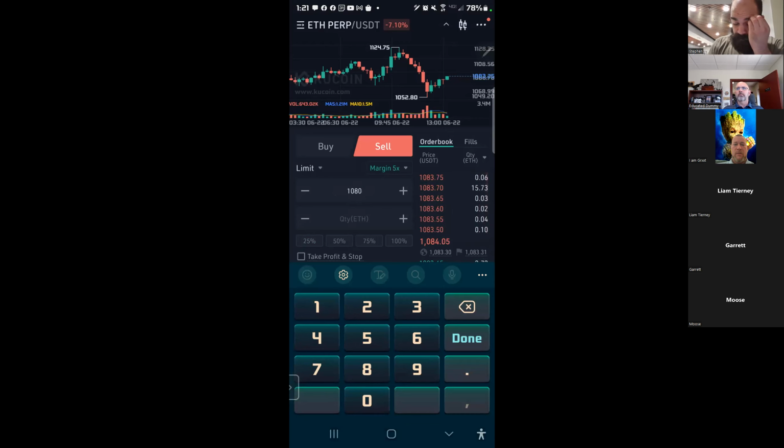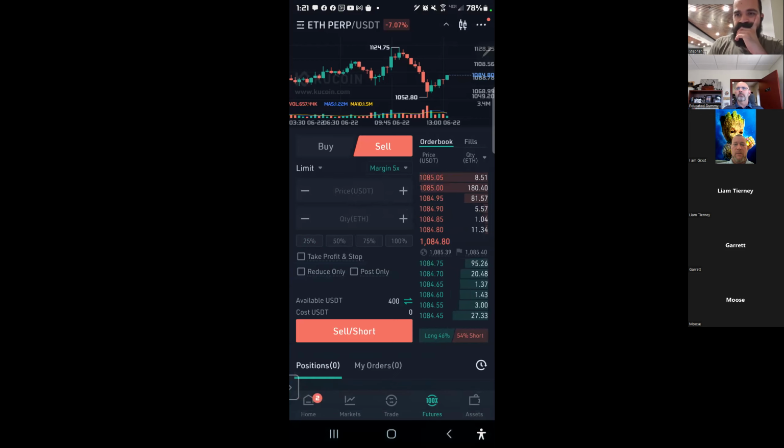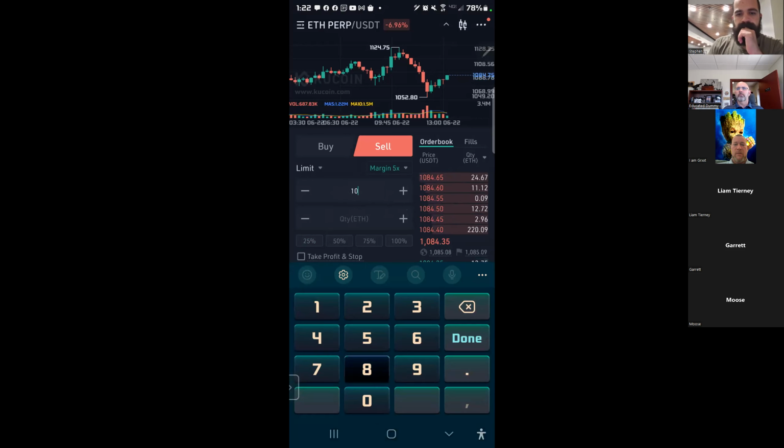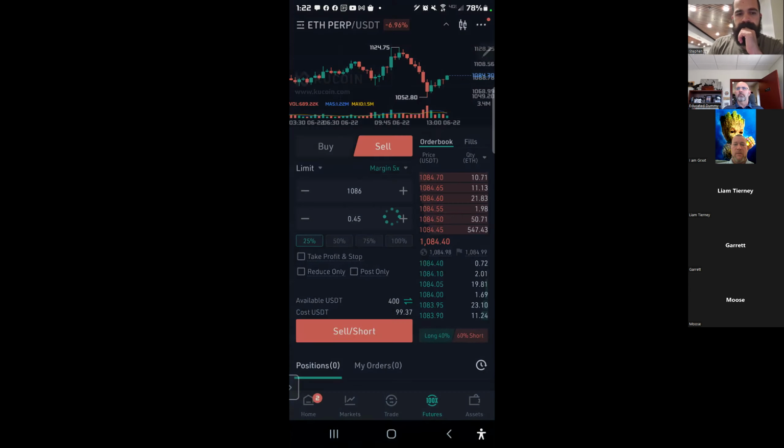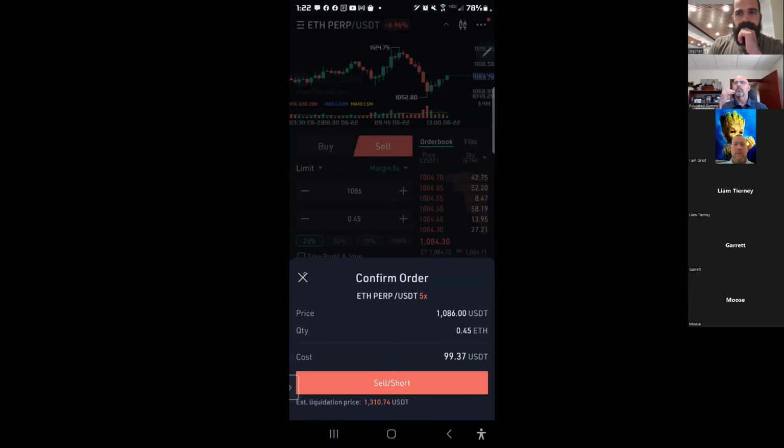So you would just go under whatever the price is if you wanted to market buy it, and it's just faster that way. The reason I like using the phone is because I can enter and exit trades much quicker. I can just market buy this at 1086, hit 25%, and hit sell short, and I'm in the trade.